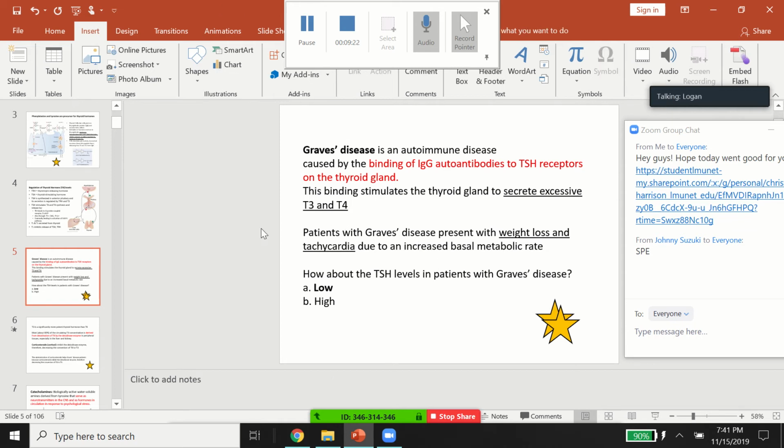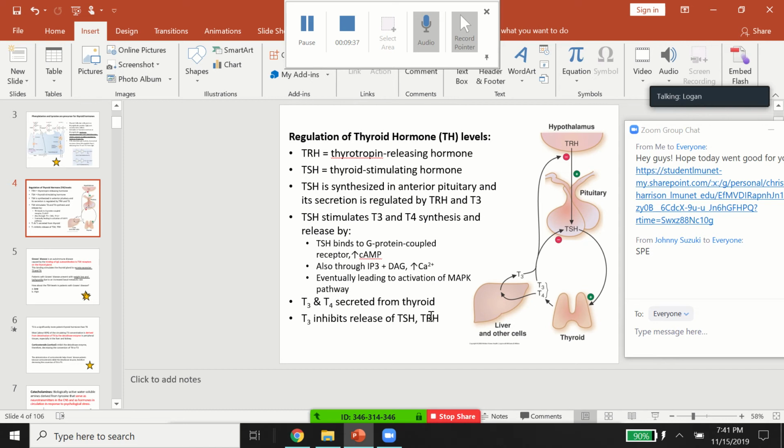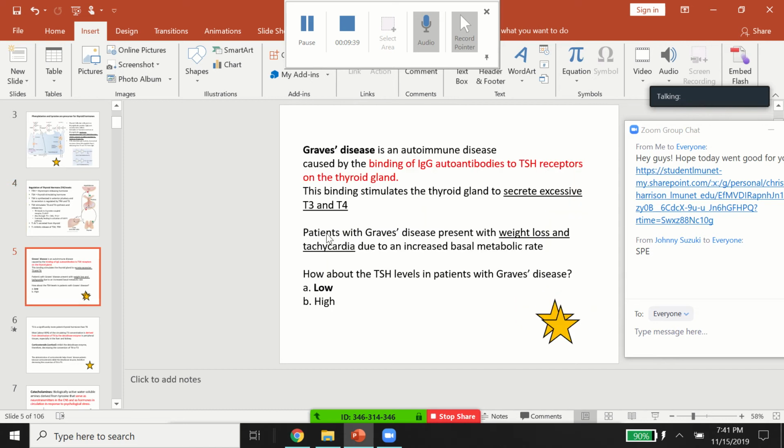And so why are TSH levels low in Graves' disease? Well, because according to your body, you already have tons of T3 and T4. And remember that T3 inhibits the release of TSH and TRH. If you have tons of T3, then it's obviously going to cause your TSH levels to drop. So that's why it's low. That's a super important concept to understand.